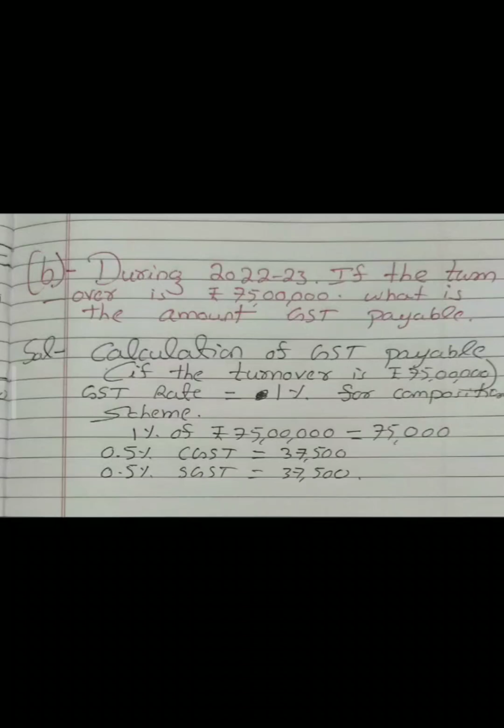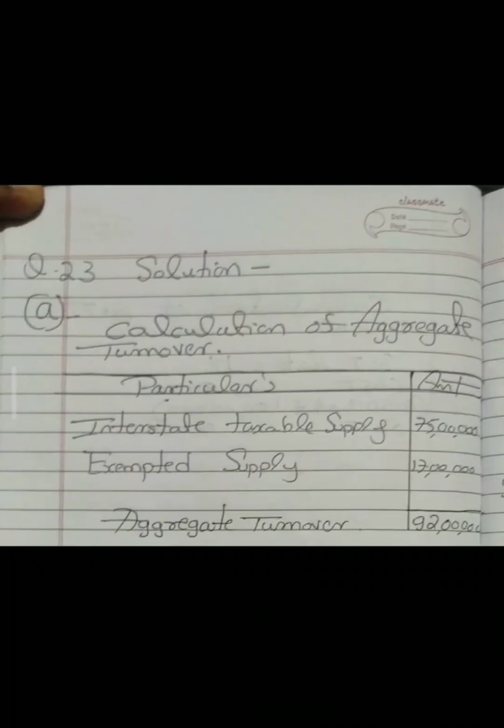So 1% of rupees 75 lakh is 75,000. Since we have assumed it is an intrastate supply, 0.5% or 50% goes to the CGST, that is 37,500 GST goes to the center and remaining 37,500 goes to the state SGST. So this is for your composition scheme solution.